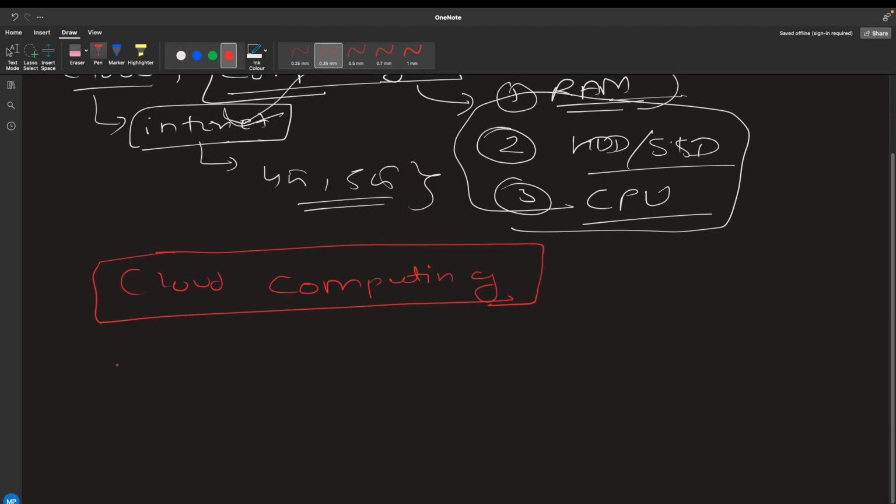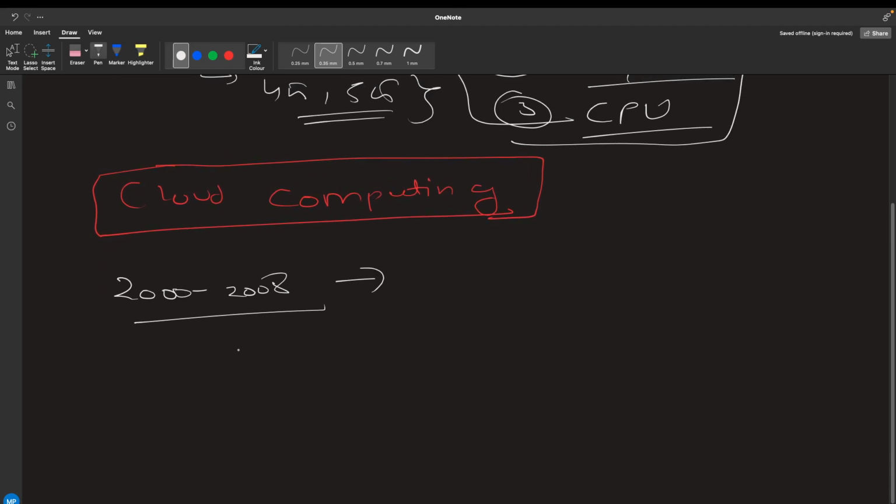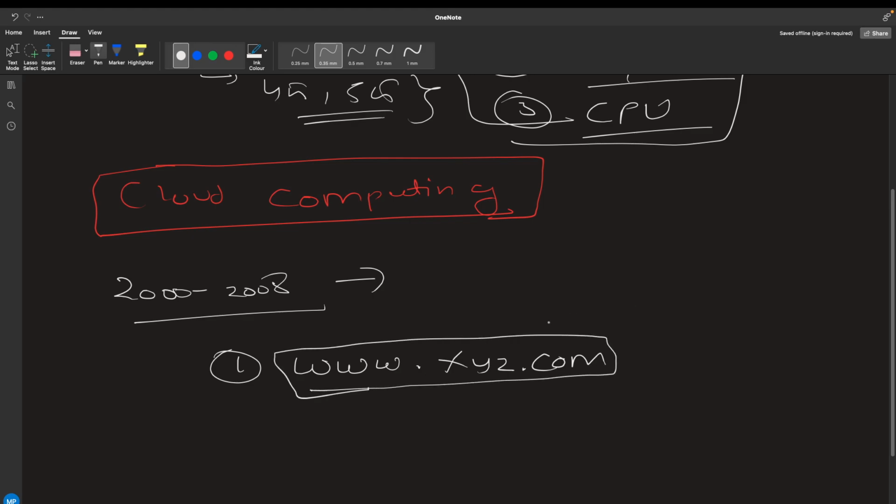Now, what are the advantages of cloud computing? First, let us look at the disadvantages of physical servers. Back in 2000 or till about 2008, we had the concept of physical servers. Suppose you have a website, www.xyg.com, and you want to host it publicly so that people can access it over the internet.